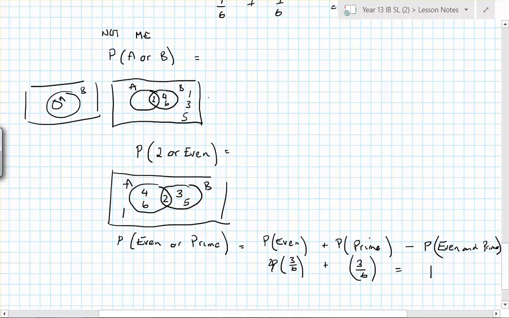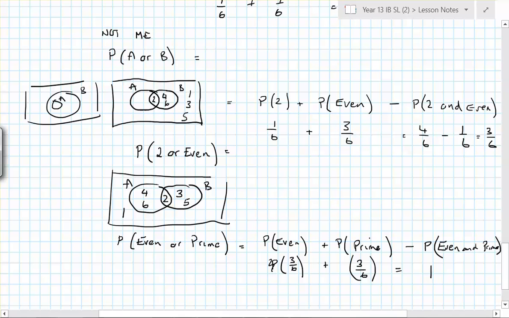So in this case, we have the same thing. The probability of 2 plus the probability of even would be 1 out of 6 plus 3 out of 6, but that would be 4 out of 6, and that's not correct. We've only got 3 out of 6. So we would have to subtract the probability of 2 and even, which is subtract 1 out of 6, which would leave me with 3 out of 6. The reason we've got to do that is because this intersection is counted twice.